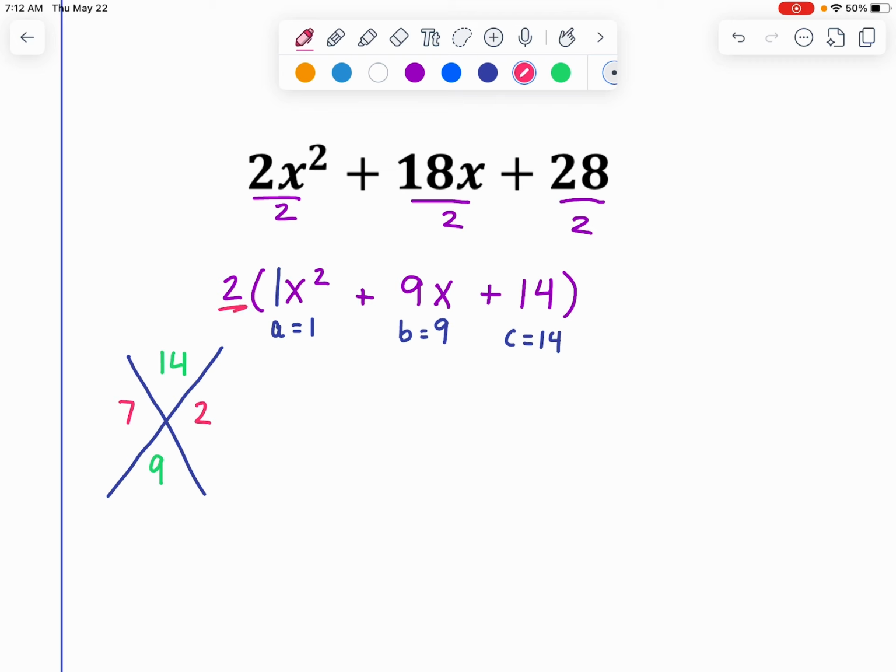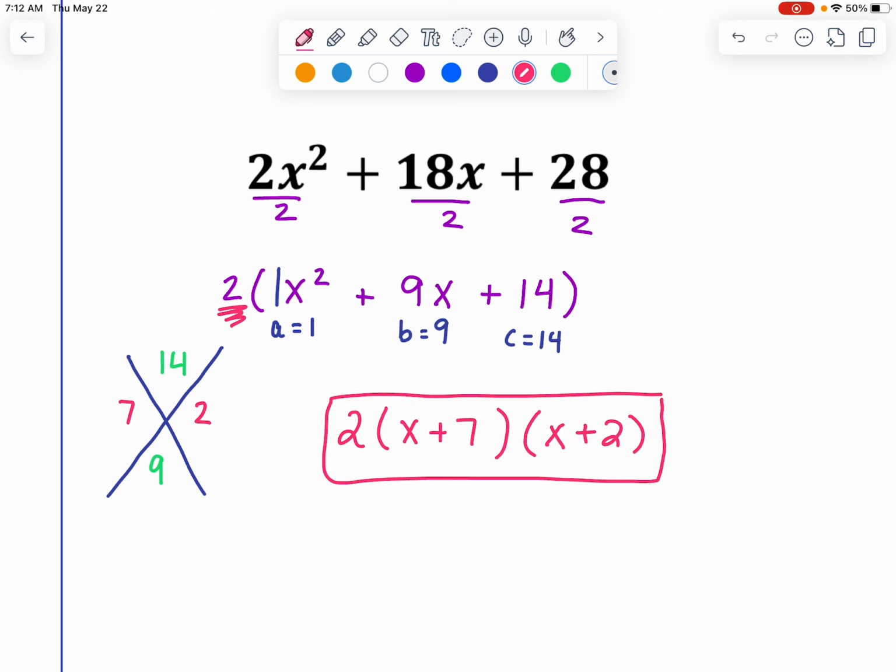Now remember, we had this GCF, so don't forget to bring it down. It's still in front of your factored form. Our first factor is x plus 7, and our second factor is x plus 2. And here's the factored form of the quadratic expression above.